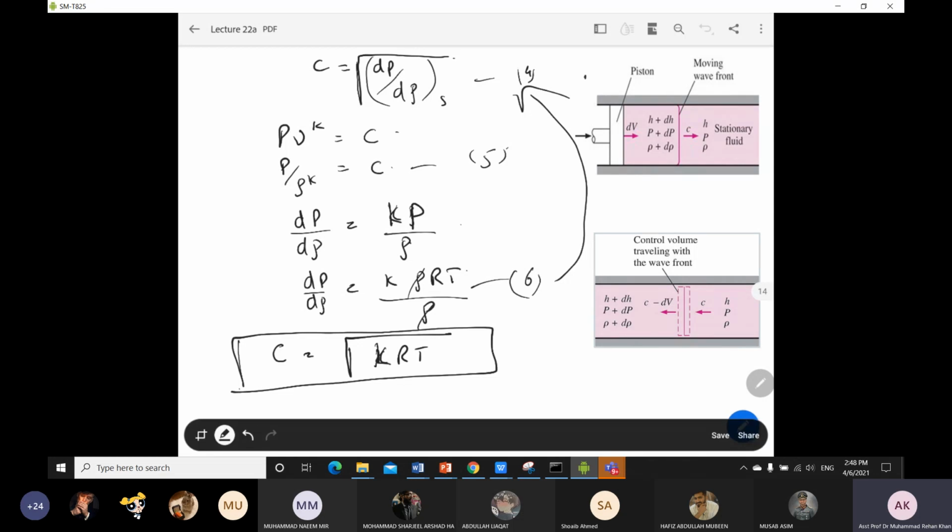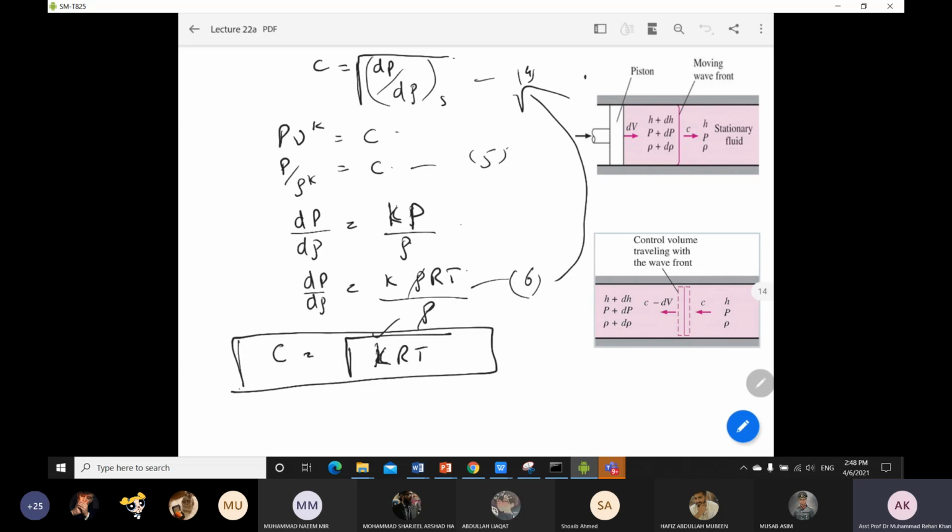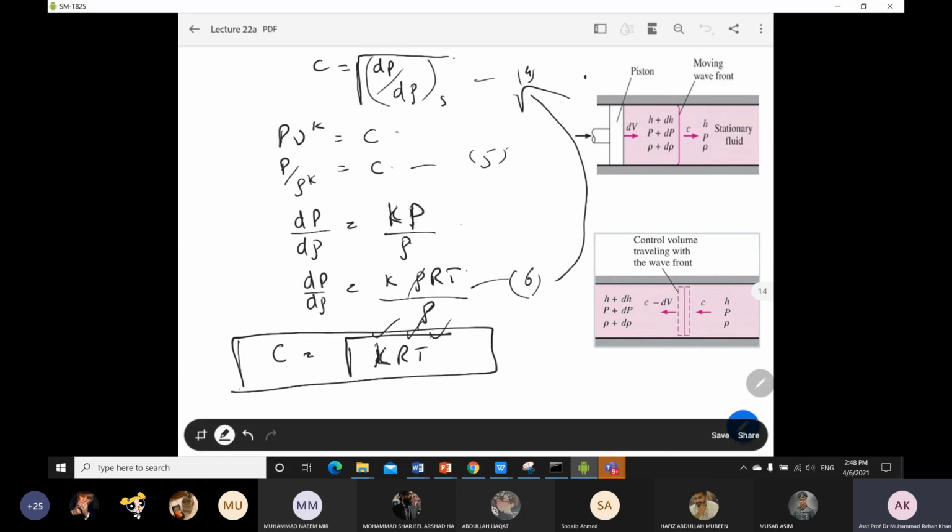Now the proof is completed, showing how we correlate the speed of sound with the different parameters of the fluid. Here K is the specific heat ratio coefficient, R is the gas constant, and T is the temperature for the specific quantity. So if you have any question, you can ask me, and you have to note it down, and then we will move to the next part.